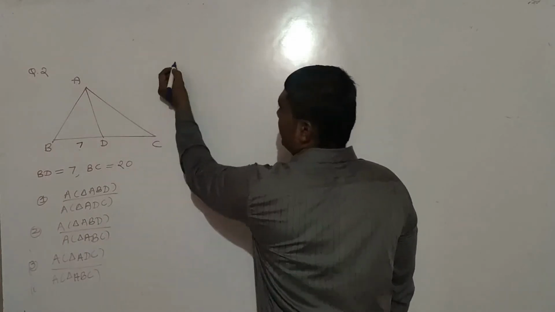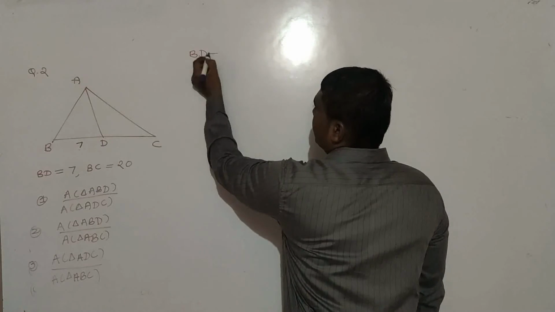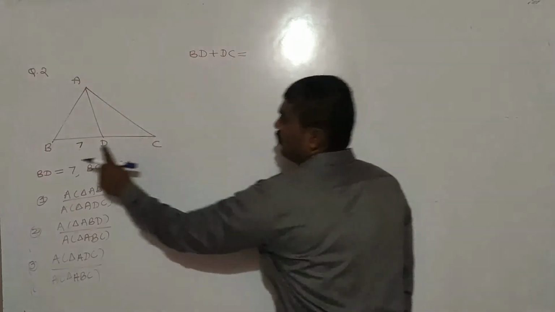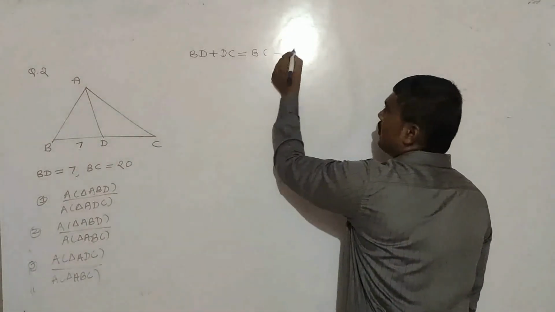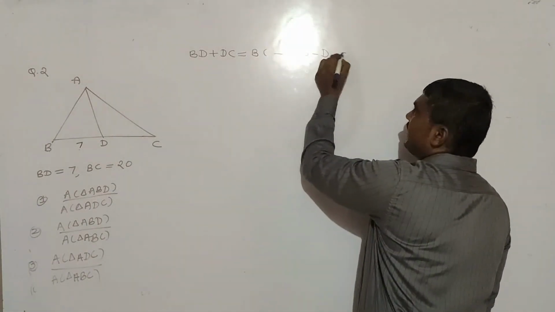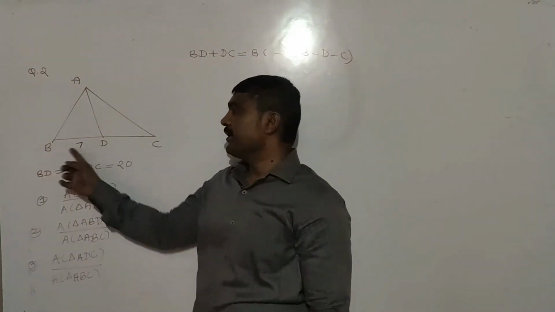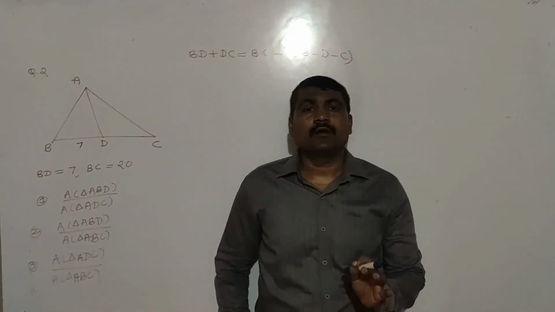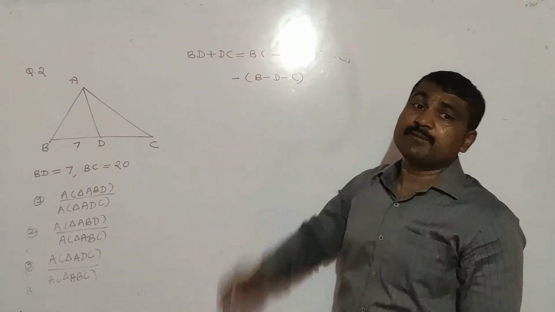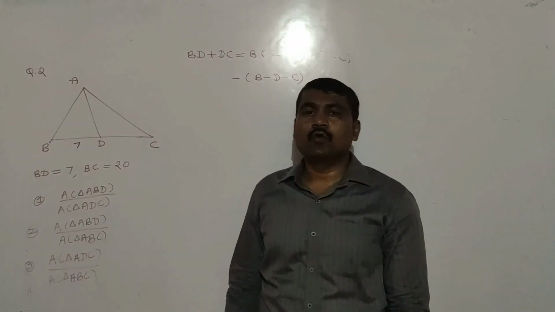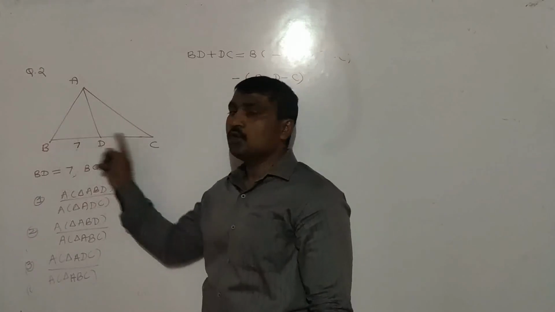So I am writing here: in the given problem, BD plus DC should be equal to BC. What is the reason? Because B-D-C, that means points B, D and C are collinear points. That's why we can write BD plus DC equal to whole BC.